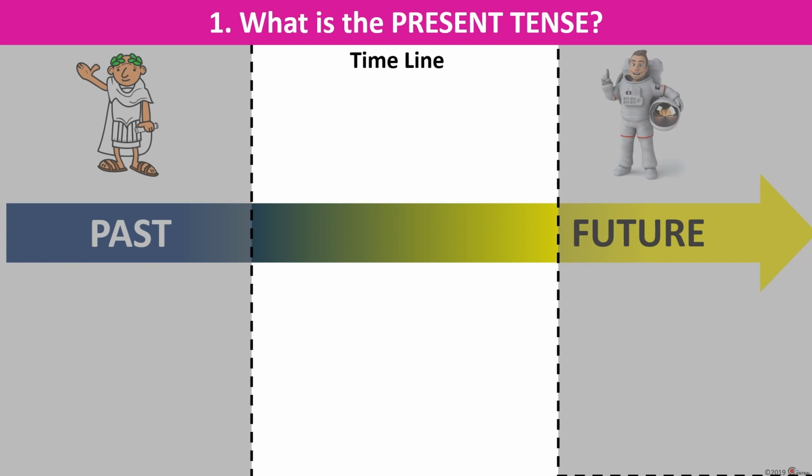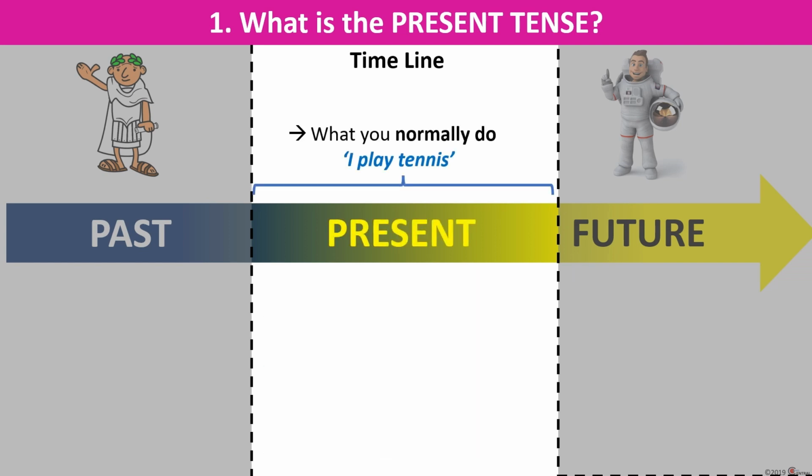Now let's have a look at what happens in English, because believe it or not, in English you have two present tenses. You have the first one, which defines an activity or an action that you normally do as a habit. For example, I play tennis. I play tennis every Sunday. Or normally I play tennis. We talk about the norm, the habit. And this tense is called the simple present.